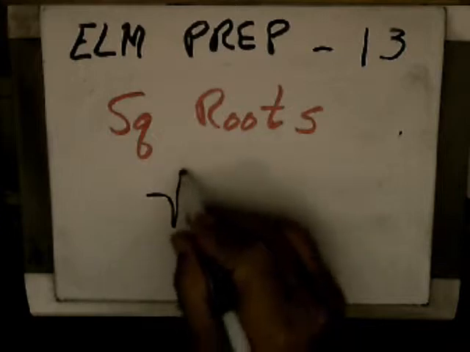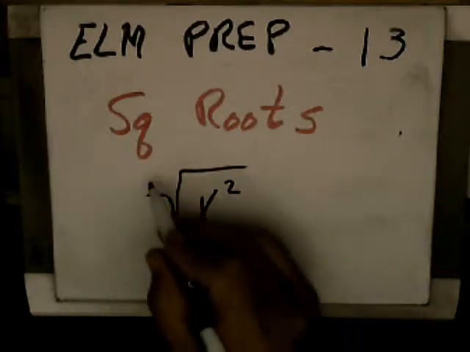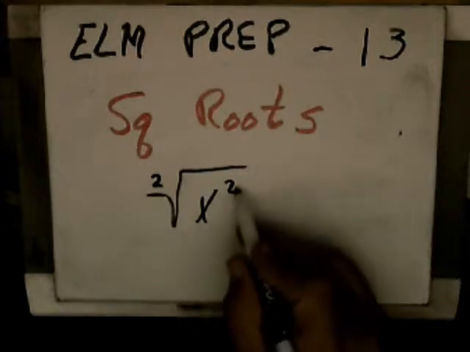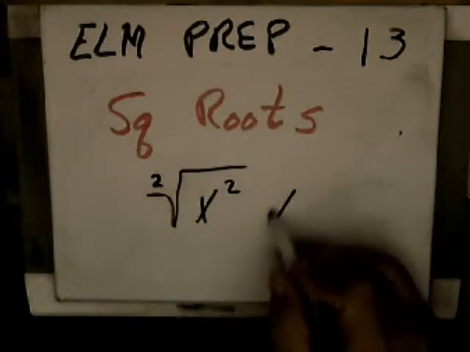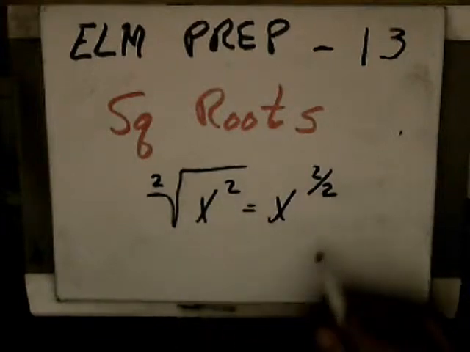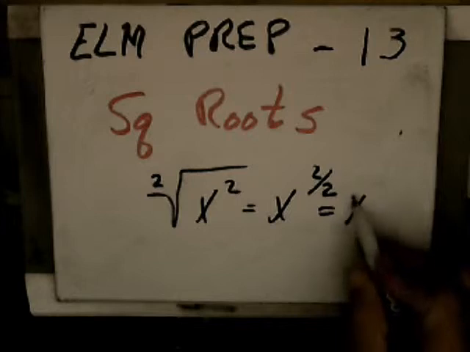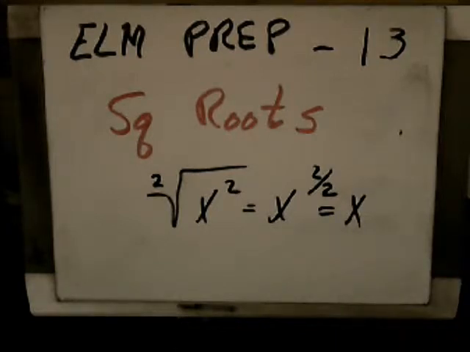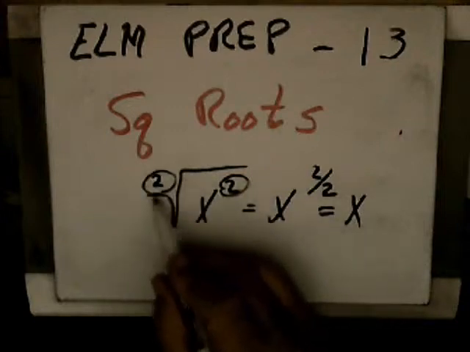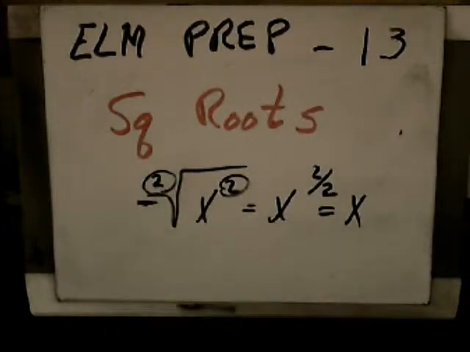If I had the square root of x squared, remember I said there was a 2 out here. This is 2 divided by 2, or x to the 2 divided by 2 is another way of writing this. And 2 divided by 2 is just 1, which is equal to just x. So, exponential division. Divide this number by this number. Just like in regular division, your divisor sits on the outside.